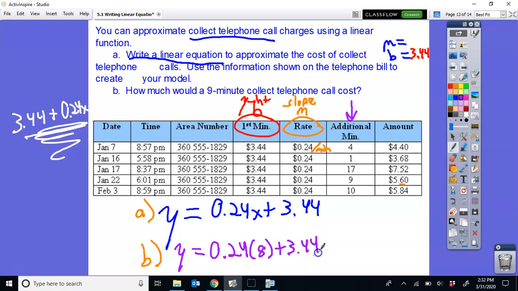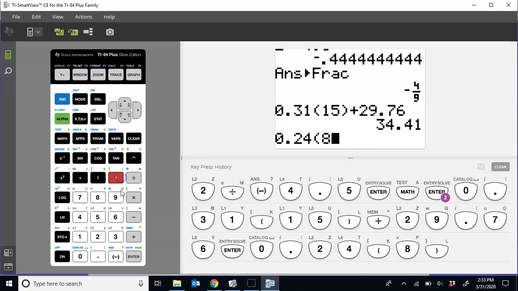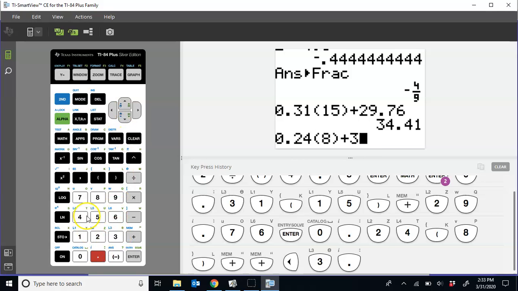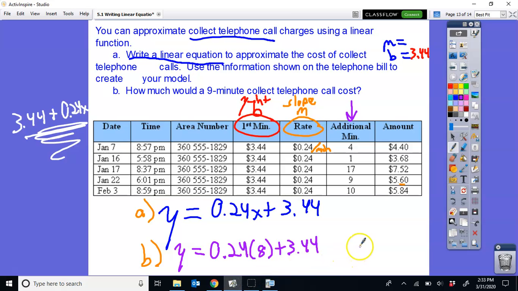Not 9, because $3.44 is what the first minute already costs. So it's 8 minutes at 24 cents each minute. So then we go to our calculator. Now it's just calculator work. 0.24 times 8 minutes. Remember, 24 cents per minute plus my $3.44 for the first minute. Press enter, and it's $5.36.